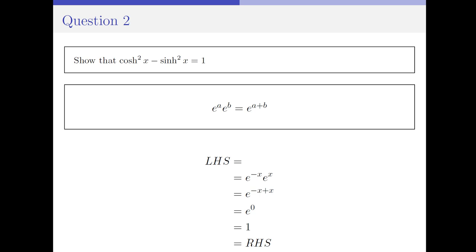Now, e to the 0 is one of our special values that we need to know. But if you forget, remember you've got a calculator, so make use of it. So e to the 0 is equal to 1, and that's equal to the right-hand side. And that's us finished this show that example.